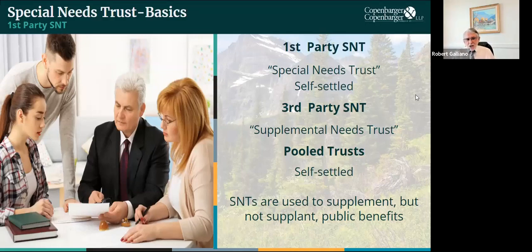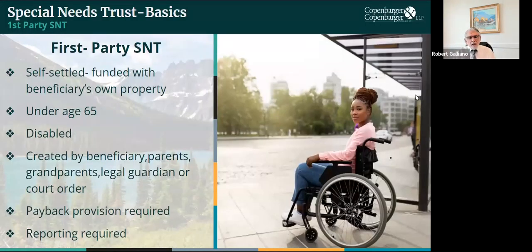SNTs, special needs trusts, are used to supplement, but not to supplant public benefits. Let's talk about the first party trust. Again, self-settled. What does that mean? Funded with the beneficiary's own property.